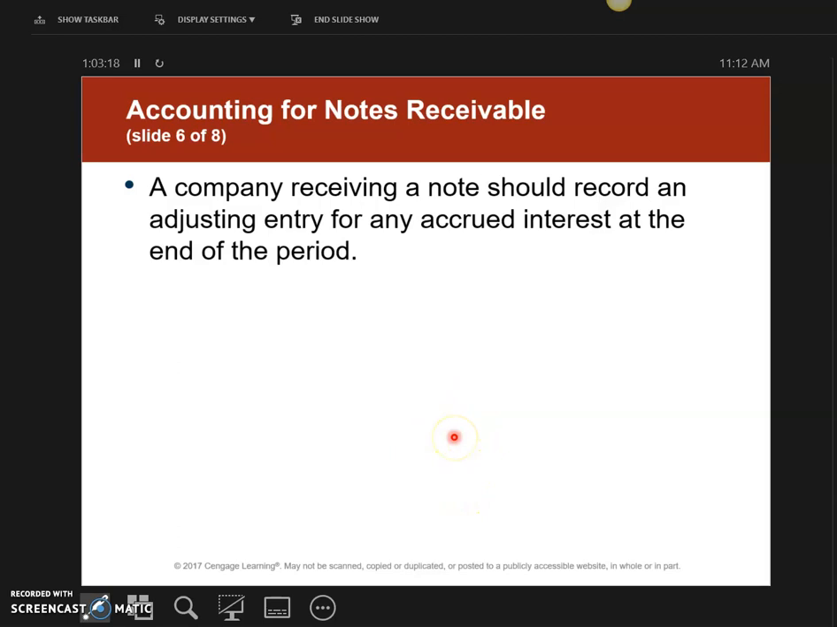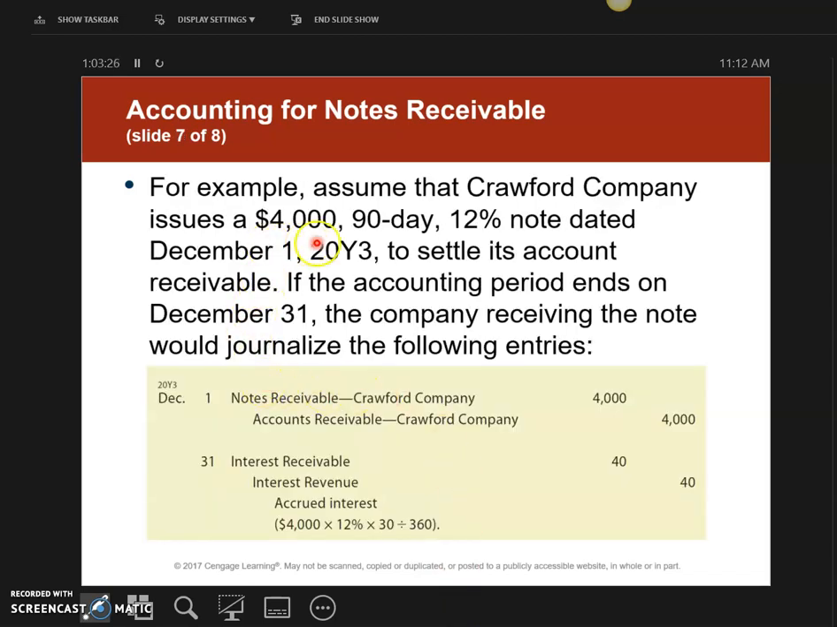So I'm going to show you the next slide. The first thing you should always do is calculate the due date, calculate the interest. So here we have a $4,000 90-day 12% note dated December 1st. So go ahead, take time. I want you to calculate the interest and the due date before I talk about the journal entries. Pause your computer while you're doing that. Well, hopefully you found that March 1st is the due date and that the interest is $120.